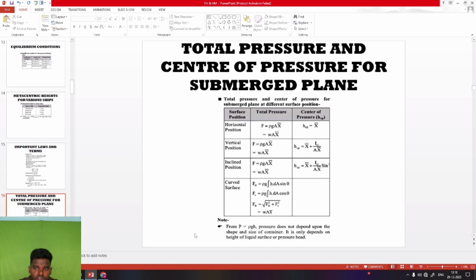Total pressure and center of pressure for a submerged plane. When the surface position is horizontal, total pressure F is equal to rho g A x bar, which is also W into A into x bar, and center of pressure HCP is equal to x bar. And for vertical position, F is equal to rho g A x bar, which is also equal to W A x bar, and HCP is equal to x bar plus IG divided by A x bar.